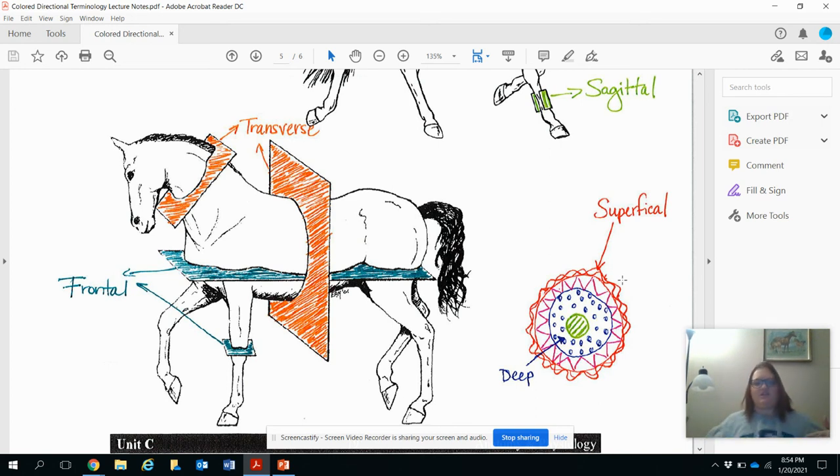So the laceration cut deep towards the tibia and cut through all layers of the skin, or the wound was very superficial and only cut through the epidermis and dermal layers of the skin. So those are kind of ways that we can use the directional terminology when we're talking about wounds and injuries of animals and humans, for that fact.